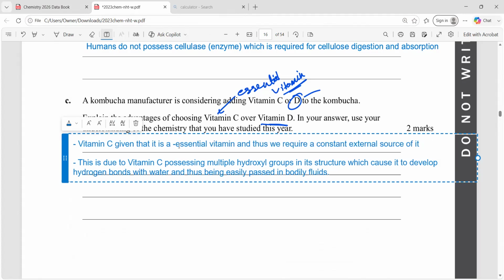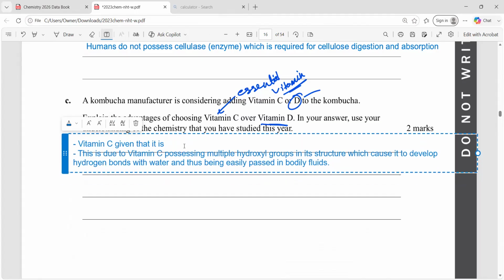And we require a constant external source of it. And then I sort of referred to the chemistry, or at least attempted to do so. Okay. So vitamin C, again, maybe we could say here instead, given that it is a soluble and essential vitamin as opposed to the fat soluble vitamin D. So I want to make reference to the vitamin D. It's really important whenever we're looking at the comparisons.